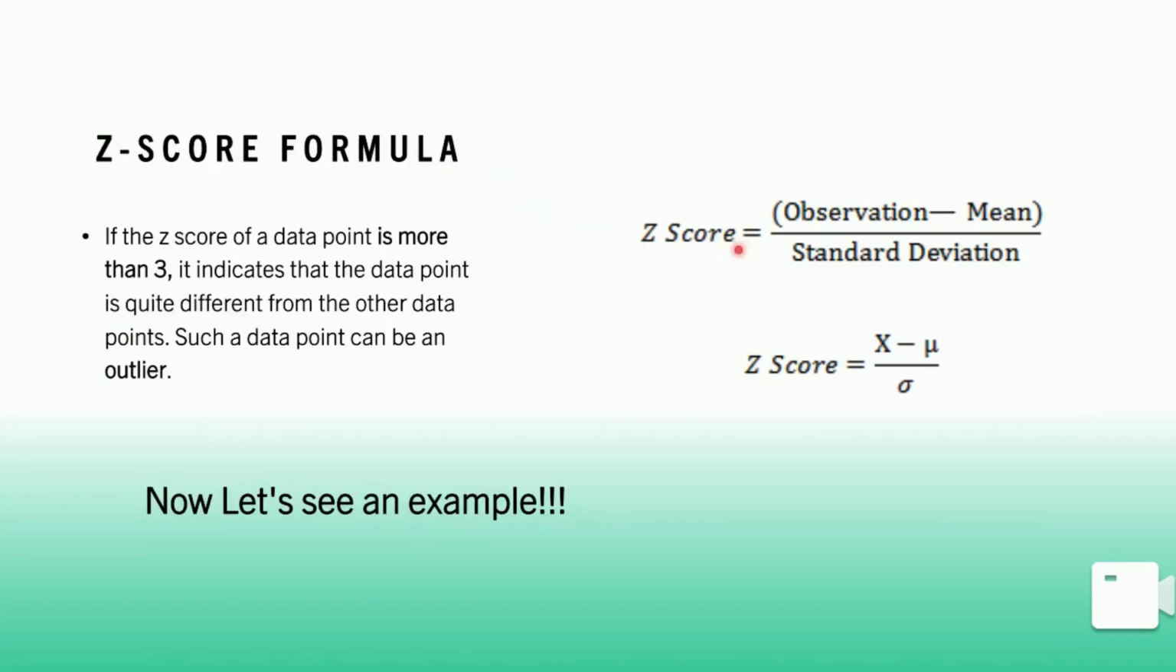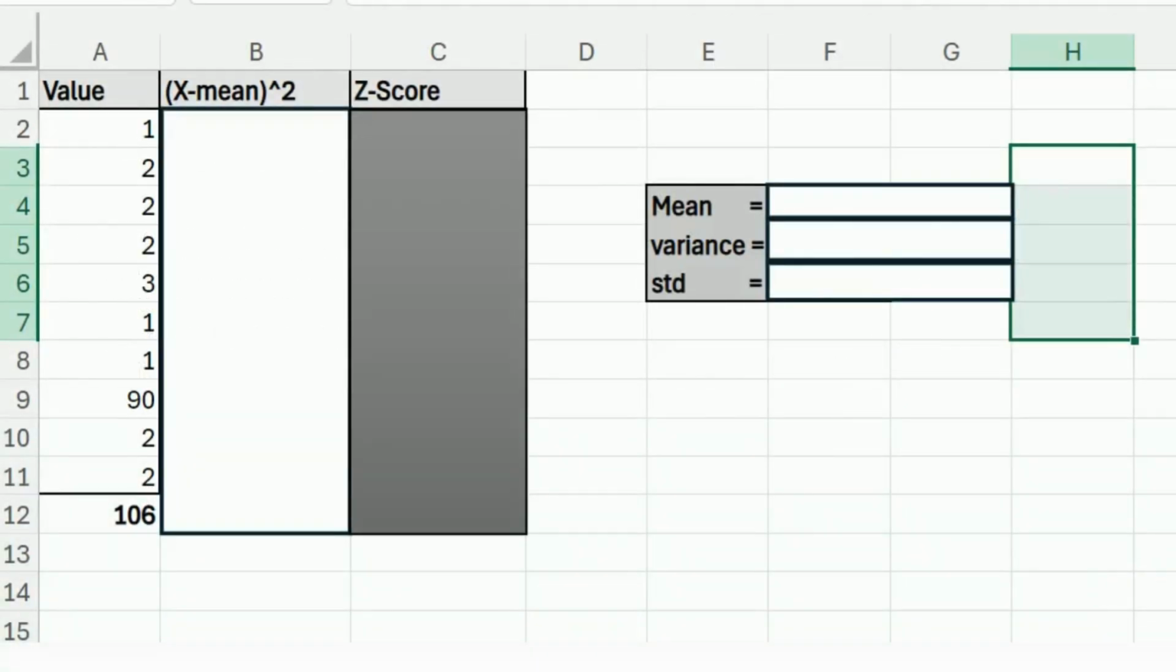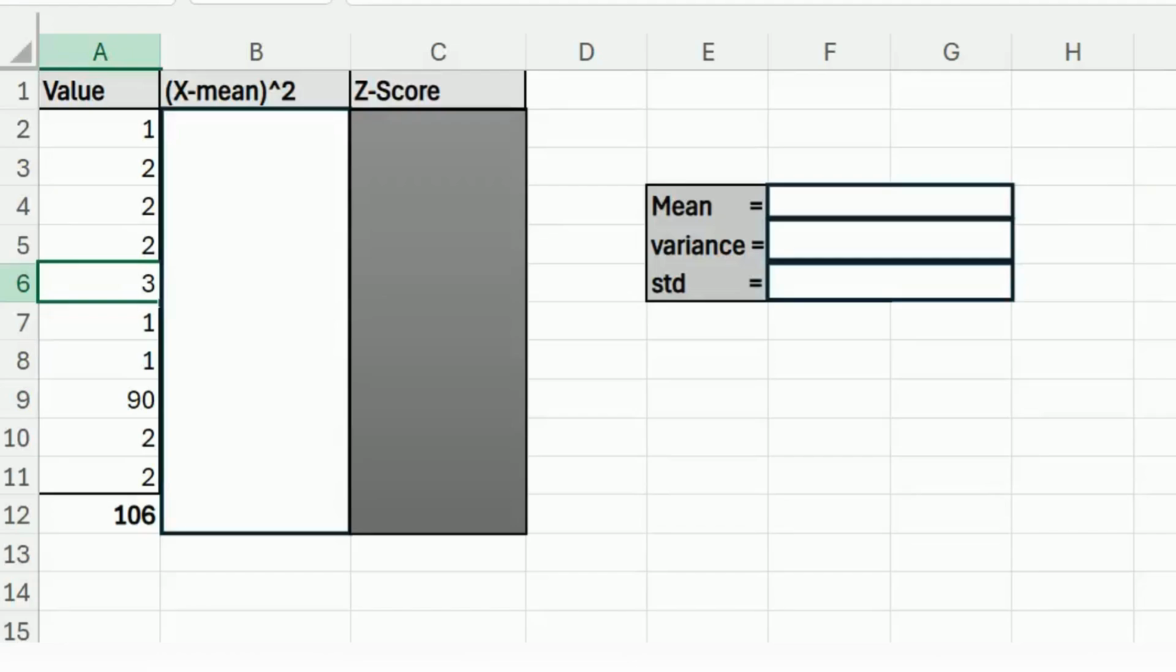an outlier. To calculate the Z-score, the formula is the data point minus the mean of all data points divided by the standard deviation of the dataset. Now let's look at a sample sum. These are the values: 1, 2, 2, 2, 3, 1, 1, 90, 2 and 2.